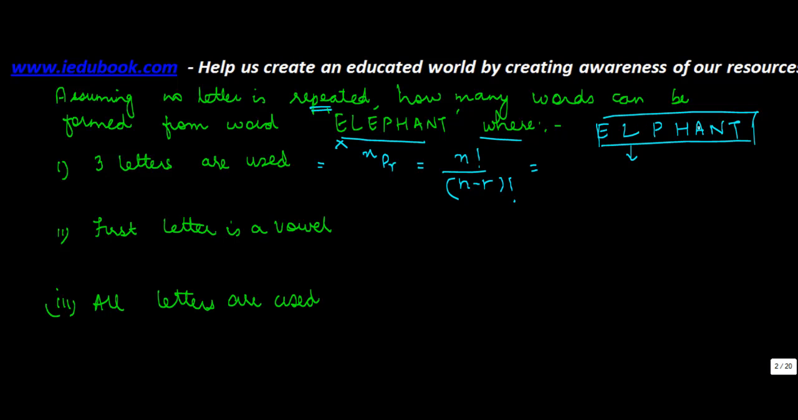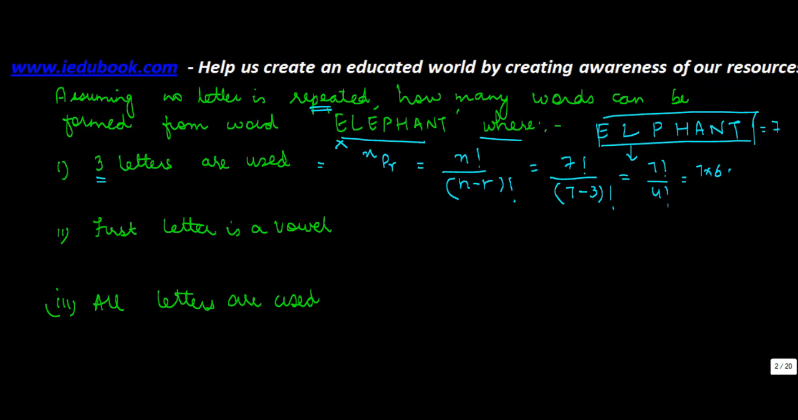Now n is what? n is equal to 7. So factorial 7 upon 7 minus r. How many letters are to be used? r is what? Number of objects taken at a time. So we are taking only 3 letters at a time. 7 minus 3 factorial, or 7 factorial upon 4 factorial.